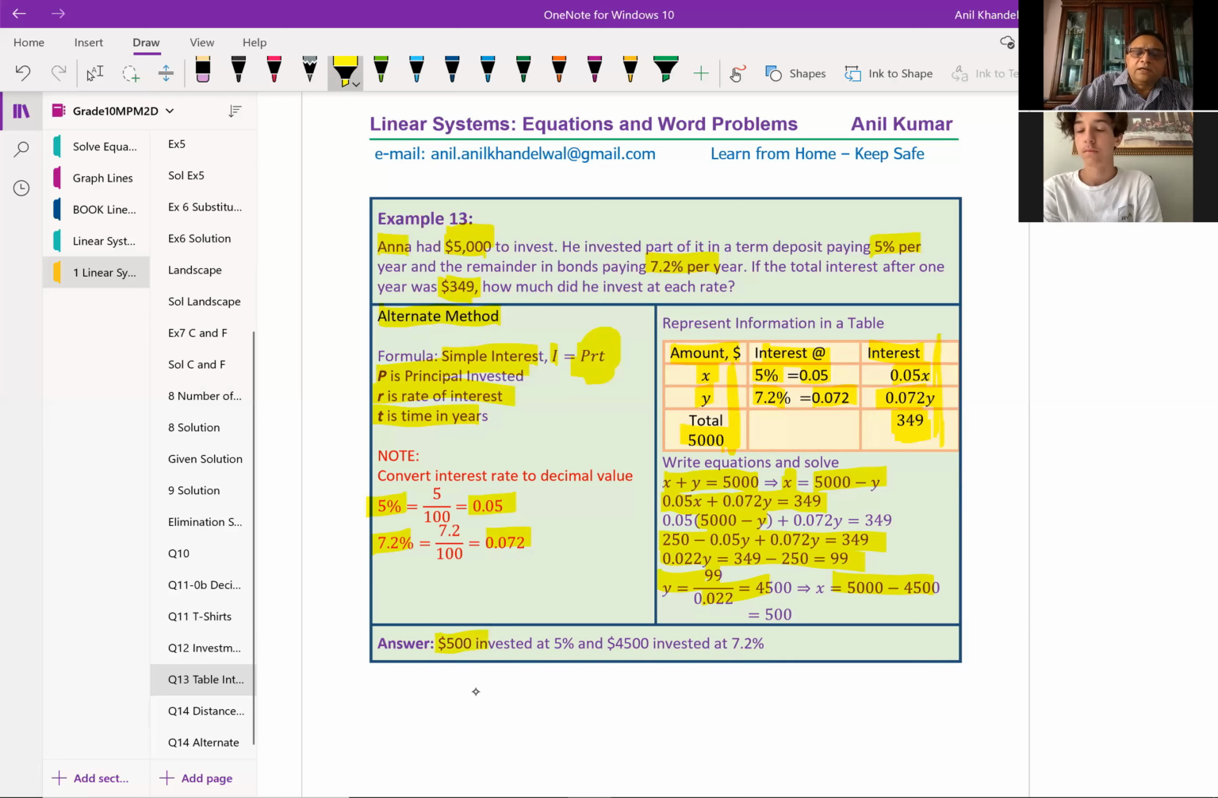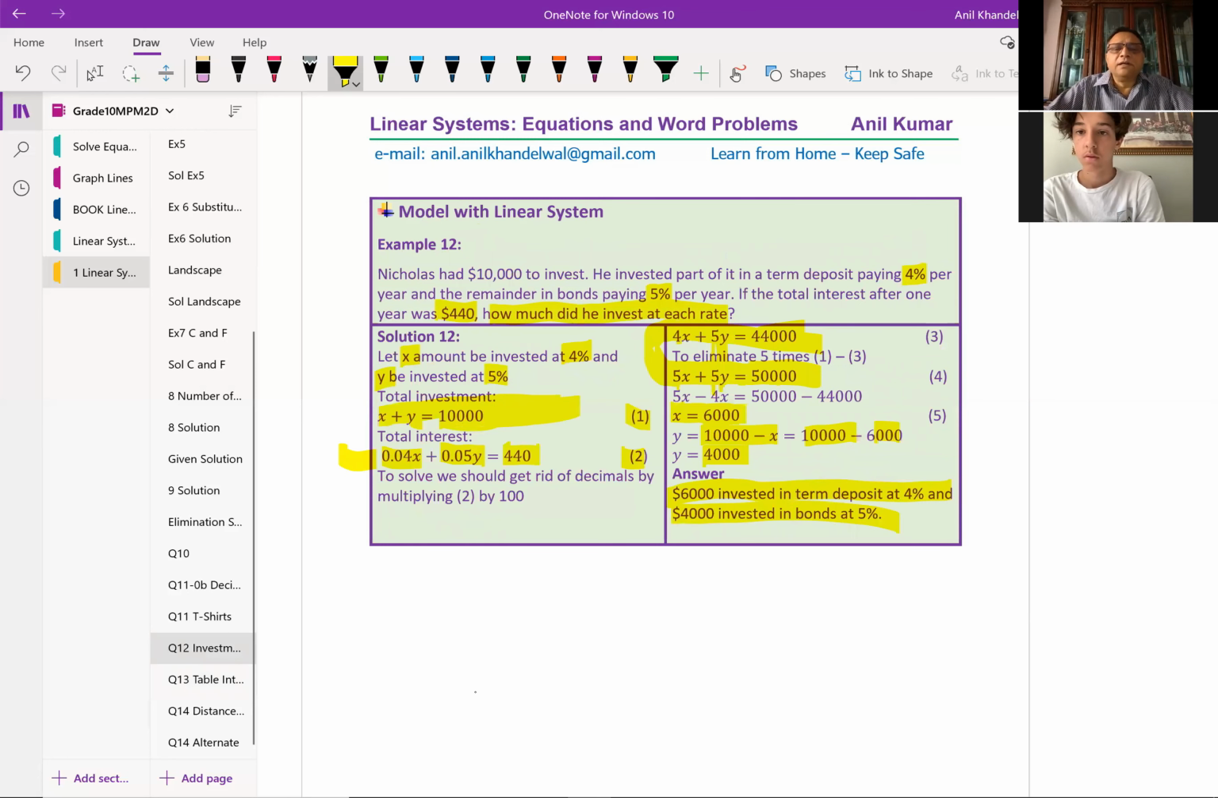Now you can clearly write down the answer. So 500 invested at 5% and 4,500 invested at 7.2% was the result. What do you think about this method? So you know both the methods. You could begin by defining our variables as we did earlier, and then you can get your result converting the figures the way we did for the elimination method, or you could also do the substitution method.